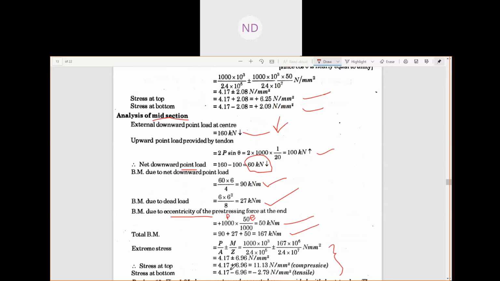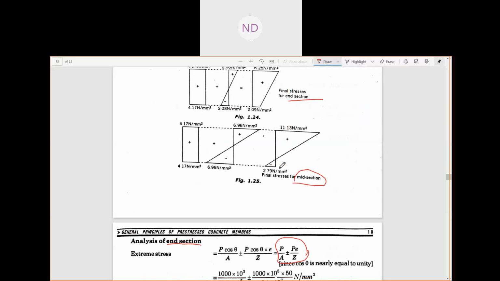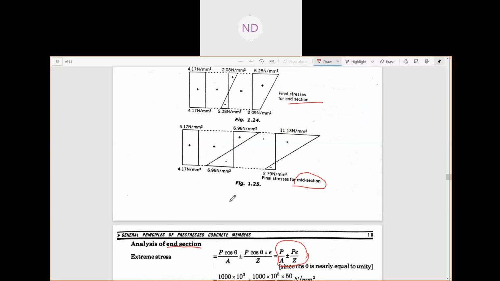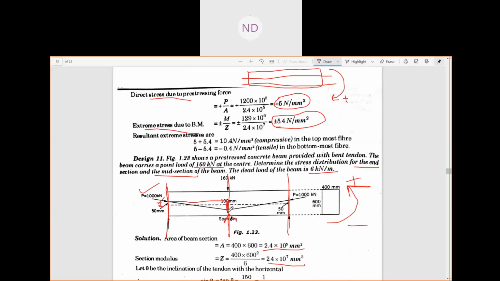Okay, so the stress at the top is plus 11.13 Newton per mm square, and at the bottom is minus 2.79 Newton per mm square, which is your stress at the midspan section. Here at the top the stress is 11.13 Newton per mm square, and at the bottom this beam is under tension. That means at the center your beam is now under compression at the top, and at the bottom a tensile stress is developed. Okay.